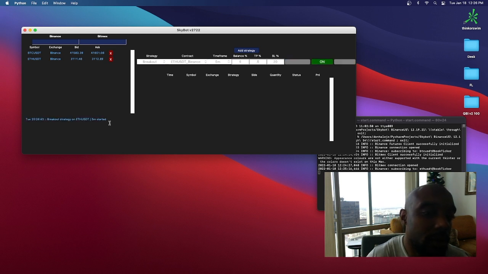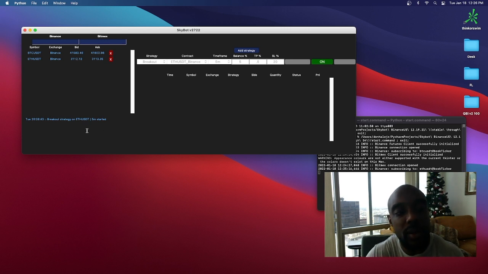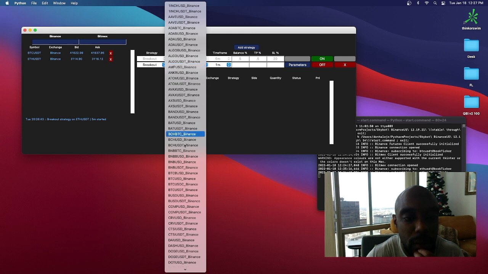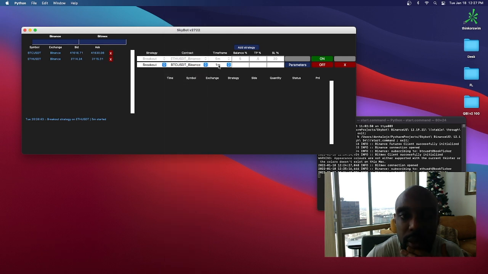And down here in this lower quadrant on the left side, now we have the status of what the software is doing. It just confirmed that the breakout strategy on Ethereum USDT has started. Eventually in this quadrant on the lower right hand side, you'll start to see the trades pop up with this information brought back to the console from the exchange. And so what we're going to do is go ahead and start one more strategy. Let's go Bitcoin. See if we can't get a trade to fire off.